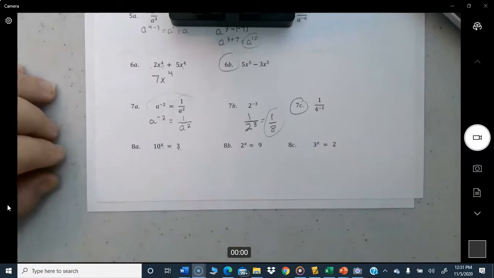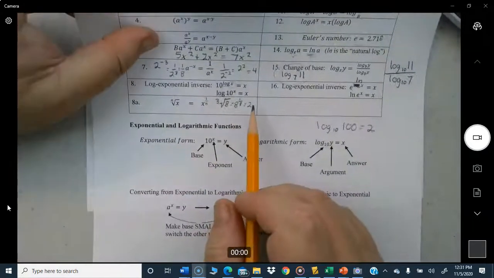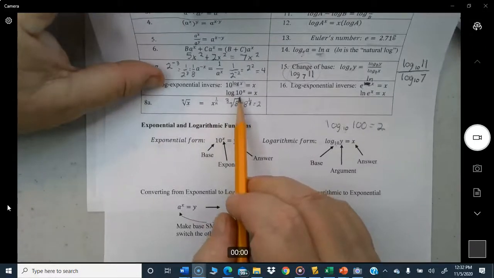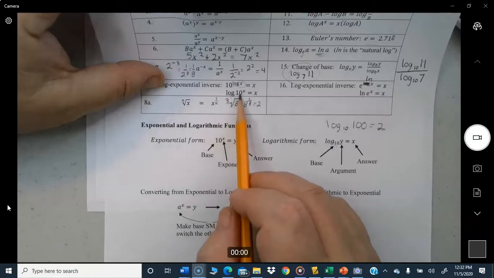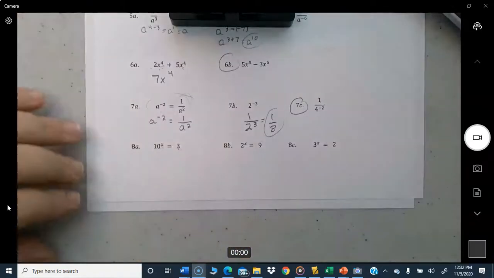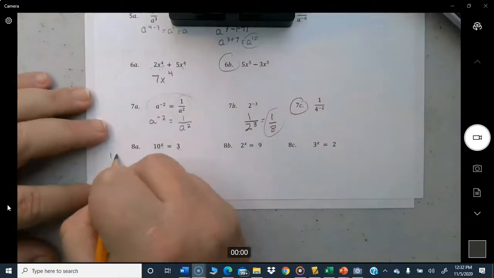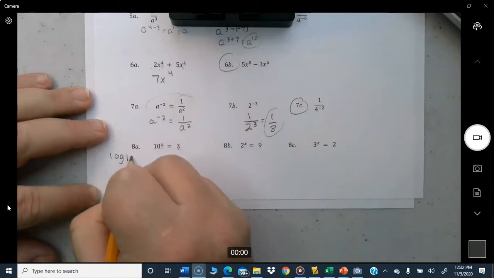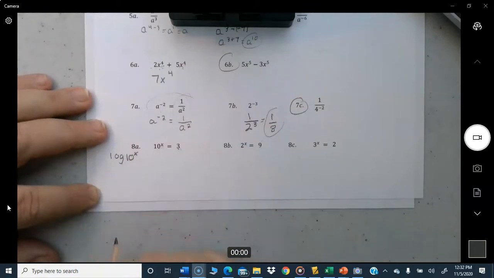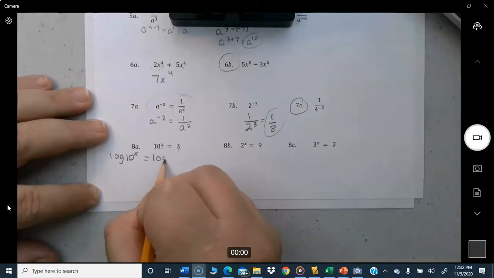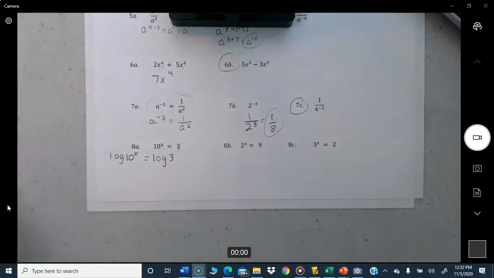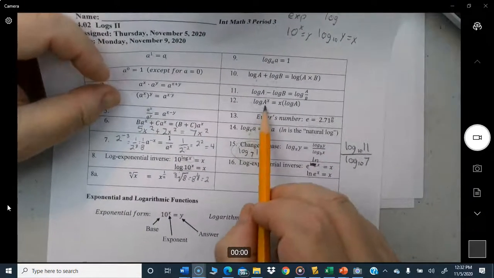So how do you do this? You use the inverse property right here. You have 10 to the x, so you take the log of that. And that'll undo the exponential. They'll reverse each other. So I'm going to take log 10 to the x, and that's legal. You can do that as long as you do the same thing to the other side. Log 3.